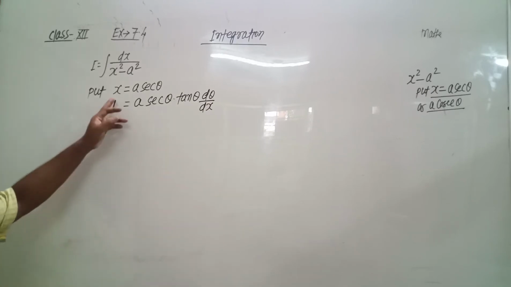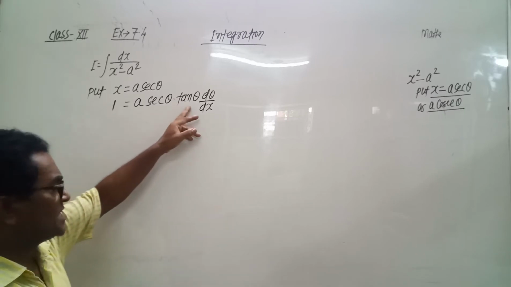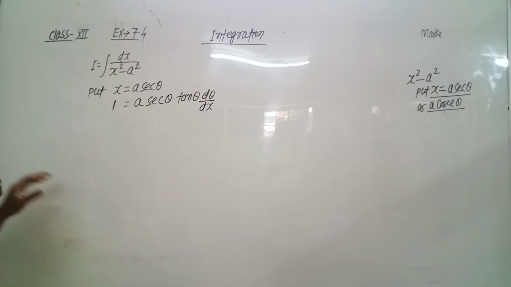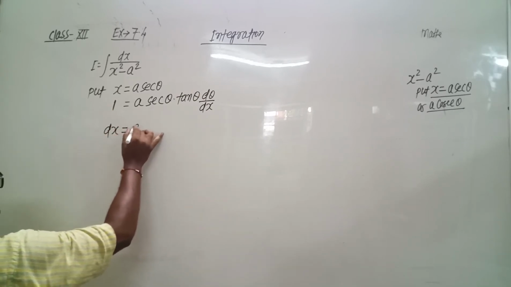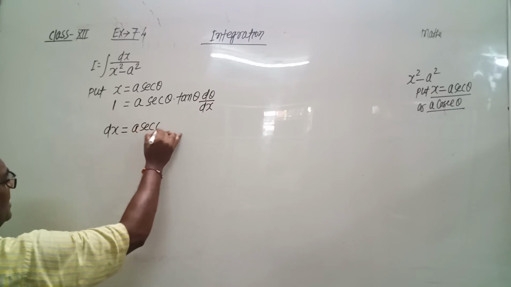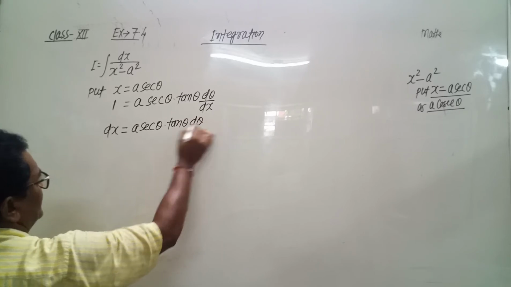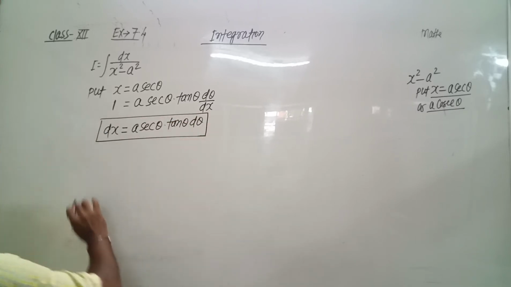We differentiated with respect to x. So differentiation of x comes to be 1, and differentiation of sec theta is sec theta tan theta, and differentiation of theta is d theta by dx. Then by cross multiplication we get dx equals a sec theta tan theta d theta. So we get the value of dx.